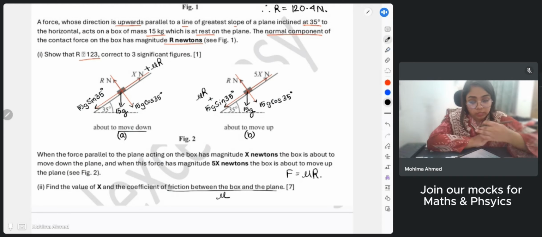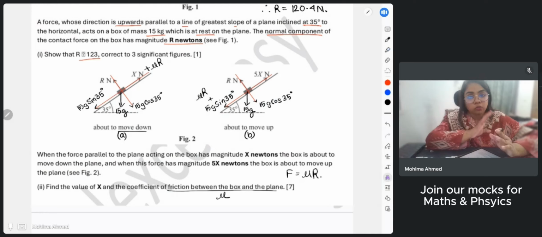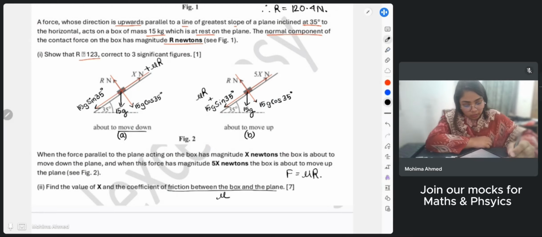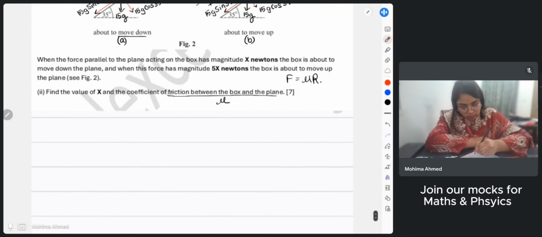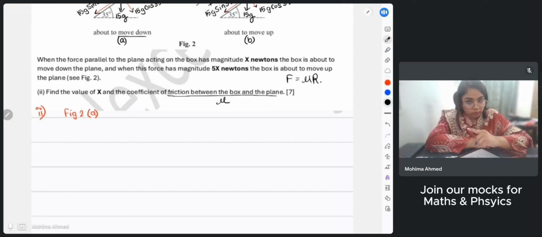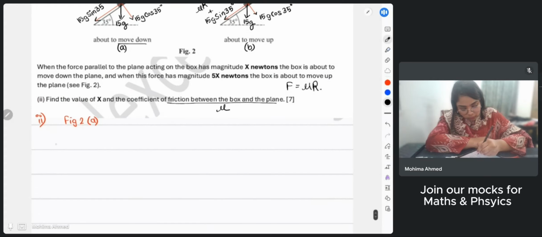As we're trying to find out the value for x and friction, which are obviously combined on the horizontal motion of the journey for the two diagrams, we're just going to resolve the horizontal motion for the diagram 2A and 2B only. So I'm going to write, for this case, this is part 2, figure 2A, which is about the first diagram where the object was about to move down the plane. So for this case, I'm going to work with resolving horizontally.